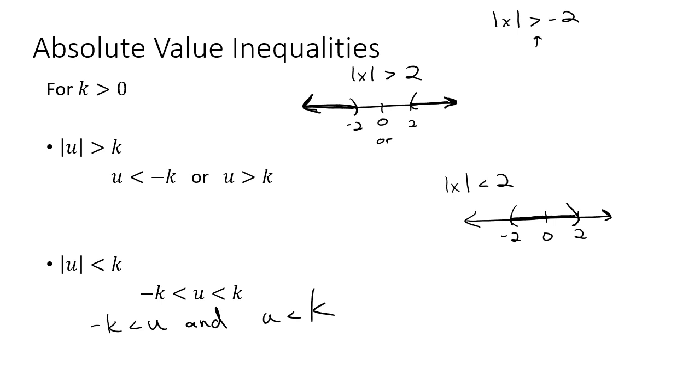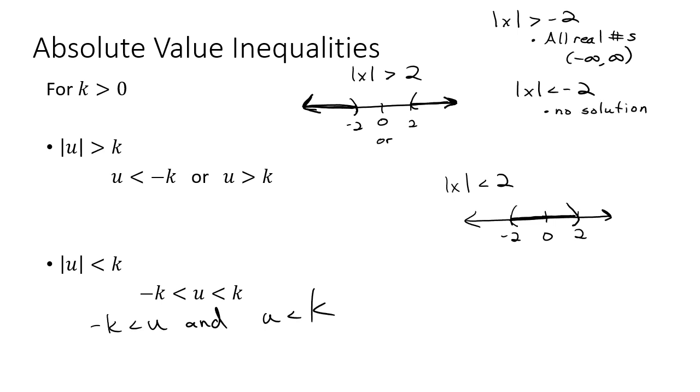So if you have absolute value greater than a negative number, the answer is all real numbers, or from negative infinity to positive infinity. Whereas on the other hand, if you had the absolute value less than a negative number, well, this absolute value will always be 0 or positive. So when is it smaller than a negative number? The answer is never. So in this case, it would be no solution.